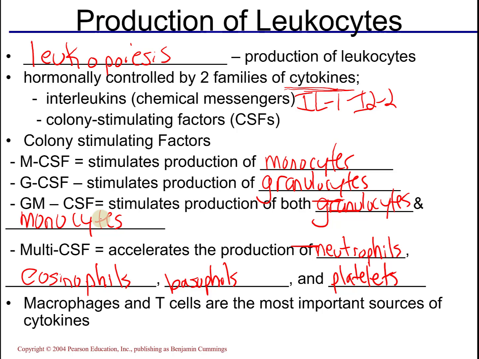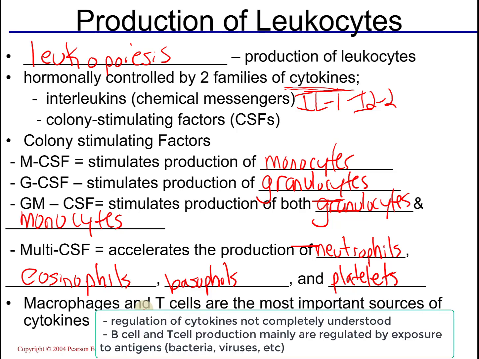So cytokines are a very important family of chemicals, and the most important source of cytokines are macrophages and T cells. However, the regulation of cytokines is not completely understood, and B lymphocyte and T lymphocyte cell production is still mainly regulated by exposures to antigens. So in other words, T and B cells are stimulated to be produced once they're exposed to the foreign agent.